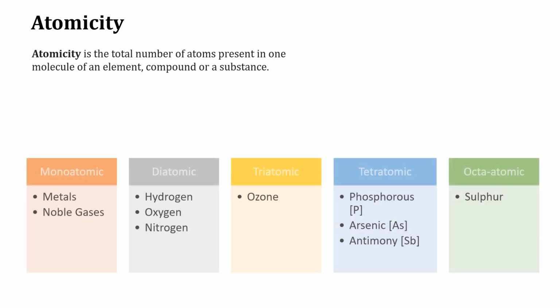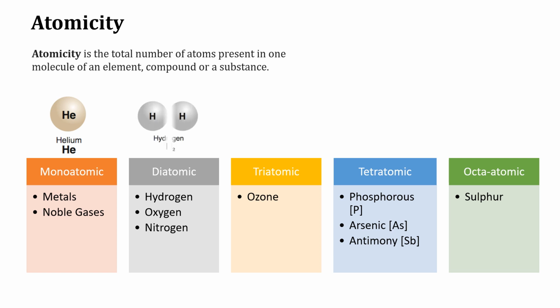Now let's learn about atomicity of elements. Atomicity is the total number of atoms present in one molecule of an element, compound or a substance. Helium is monoatomic in nature. All the metals and noble gases are monoatomic.